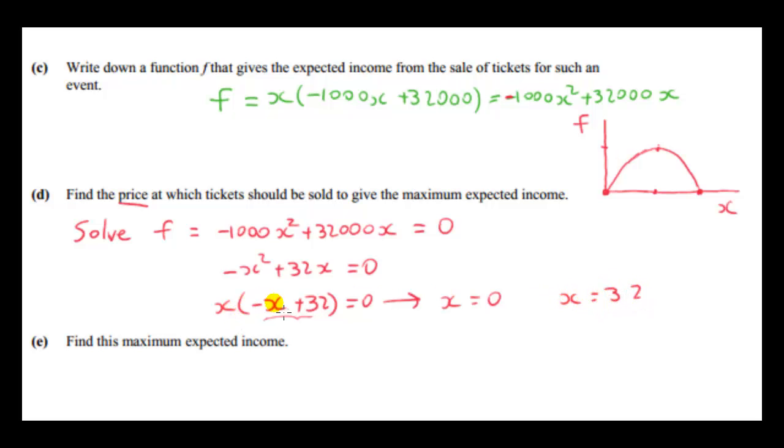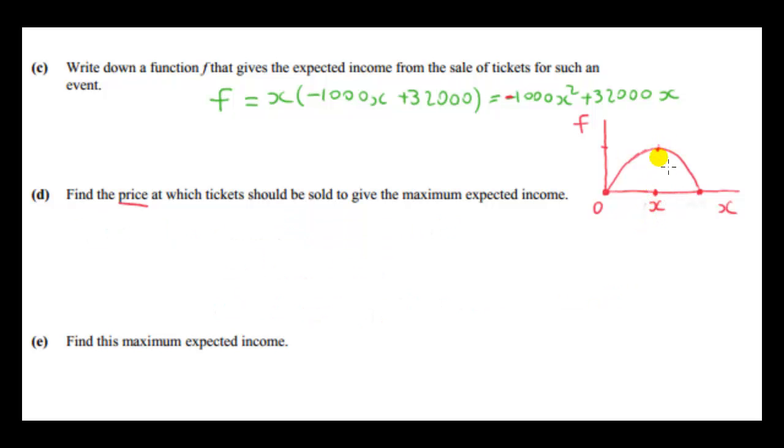If the product of two things is 0, then either of them, or both of them, must be 0. So this value is 0, as we know, and this value here is 32. So this value is midway between 0 and 32. 32 plus 0 divided by 2 is 16.